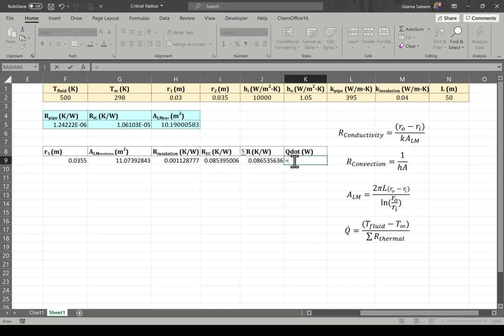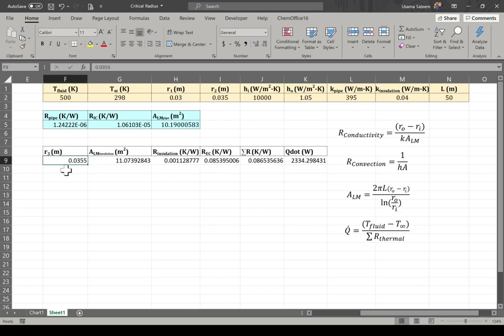And now obviously the overall rate of heat transfer is just going to be the temperature difference. We're not varying the temperatures. So yeah, guys, absolute reference. All right. Good. Okay, so now we know the rate of heat transfer at an outermost radius of 0.0355.